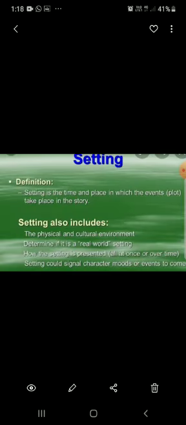Now students, coming to the setting. What is setting? So setting includes place, time, climate, weather and lifestyle. Generally plot and character are the two main elements which are affected by setting. So we can say the background of a story is also a part of setting.